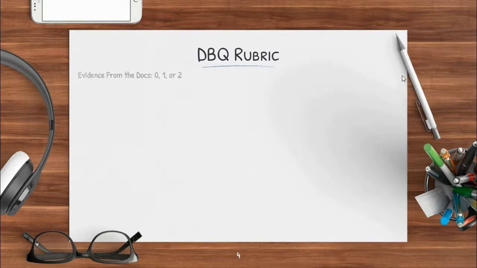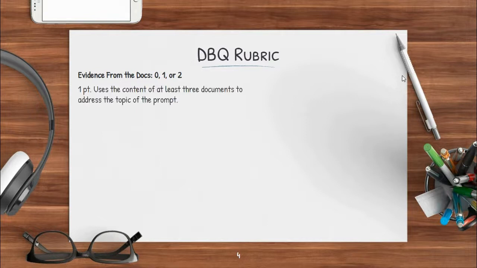Okay, next is the evidence. You can get up to 2 points using the documents. For the first point, you need to use the content of at least 3 documents to address the prompt. So everyone should get this point. A student only needs to use and discuss 3 documents. They do not even need to relate it back to the thesis.